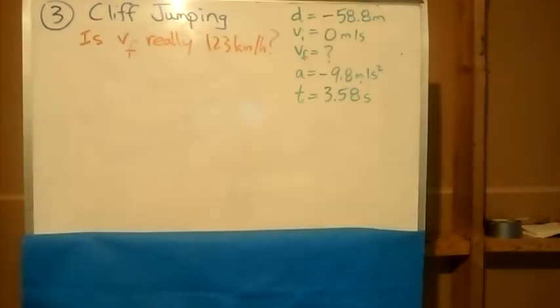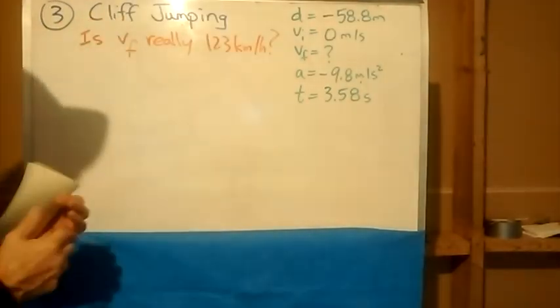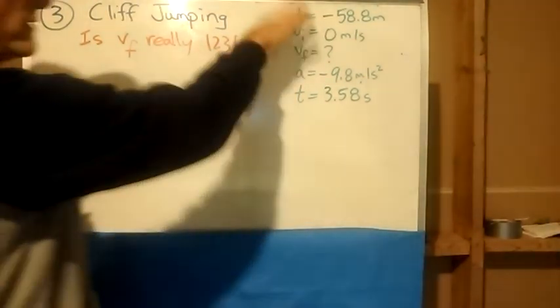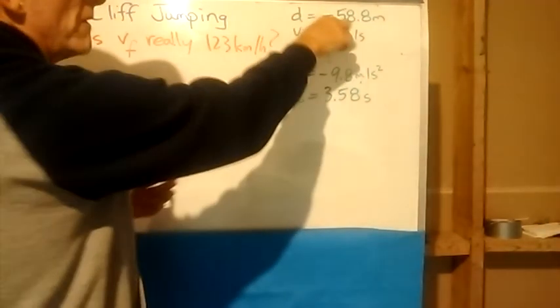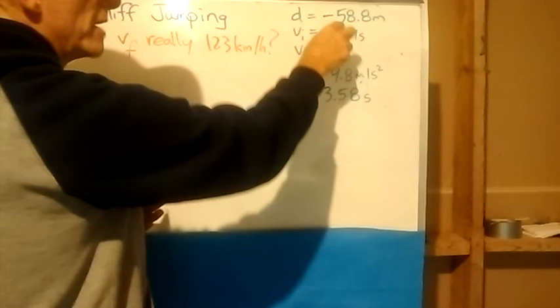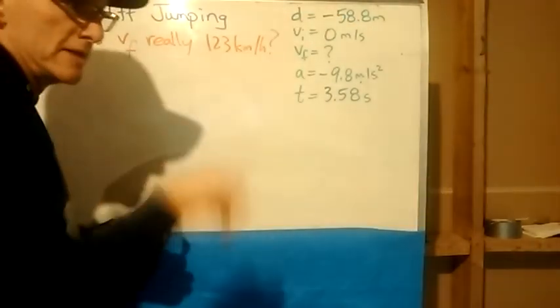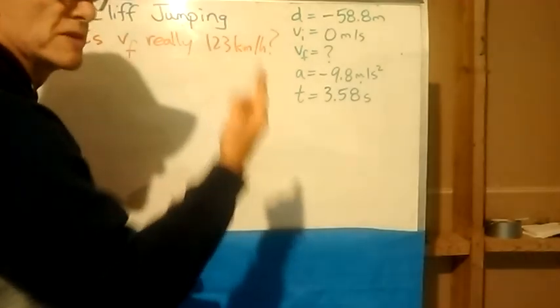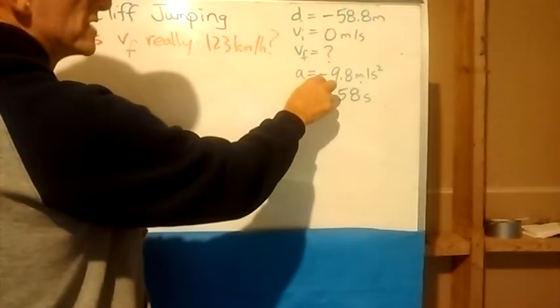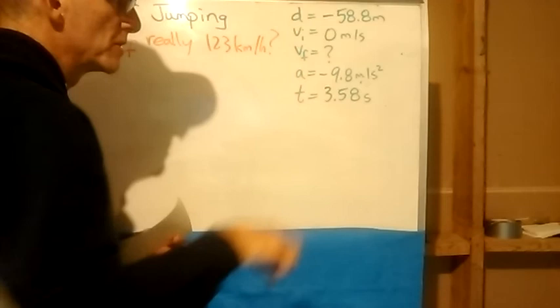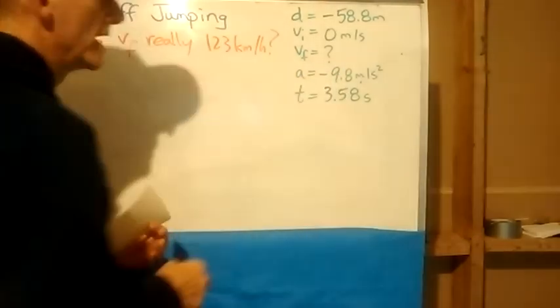This example from cliff jumping, and you'll see that on my YouTube, they've given us a whole bunch of information like how far the person fell, 58.8 meters falling, like downward. You have to put the negative sign in there. Down's negative, positive is upward, okay? Acceleration of gravity is 9.8 meters per second squared down, so you have to put the negative in there.